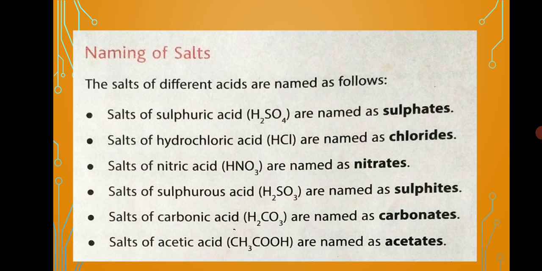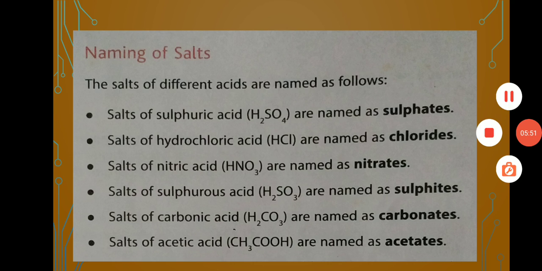There are some salts. Salts of sulfuric acid, H2SO4, are named as sulfates. Salts of hydrochloric acid, HCl, are named as chlorides, and salts of nitric acid, HNO3, are named as nitrates. Salts of sulfurous acid, H2SO3, are named as sulfites, salts of carbonic acid, H2CO3, are named as carbonates, and salts of acetic acid, CH3COOH, are named as acetates.